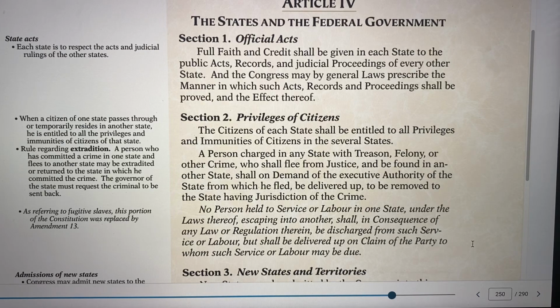When you're in that state, you can't say, well, only citizens of the state get this privilege. The rule regarding extradition, pretty important. That means a person who has committed a crime in one state and he runs and flees to another state, right? And so that means that other state must return that criminal to the state where he committed the crime. That's called extradition. The governor of the state must request the criminal to be sent back. So basically the governor has to say, you need to send this criminal back here to our state so we can try him here.